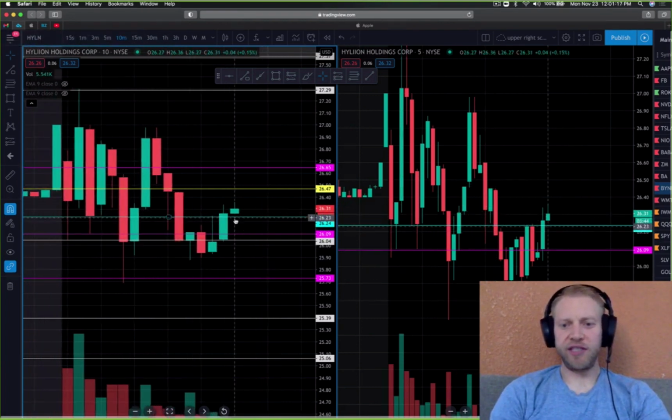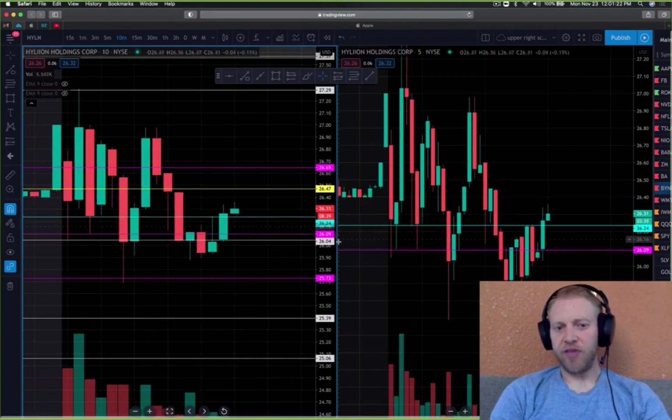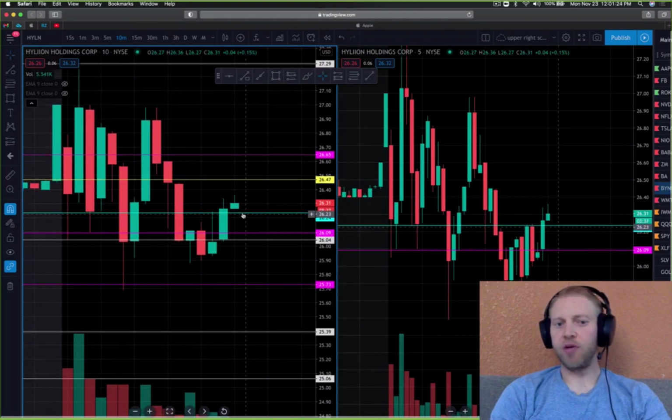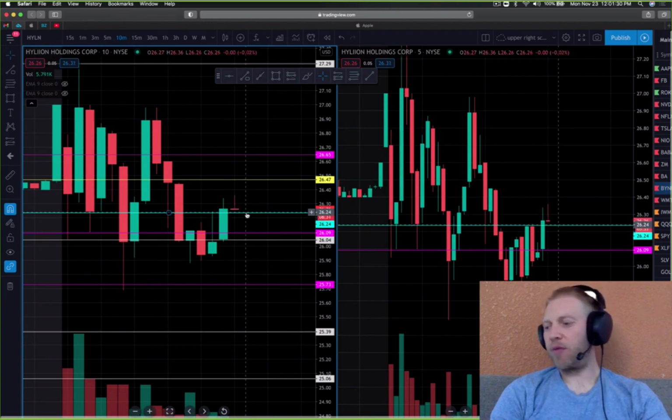Now what we don't want to see is a 10-minute recapture. So if the 10-minute chart recaptures this area, then the bears are still in control. If we hold 26.25 on the 10-minute time frame, then we're still bullish and we could potentially see a move higher.